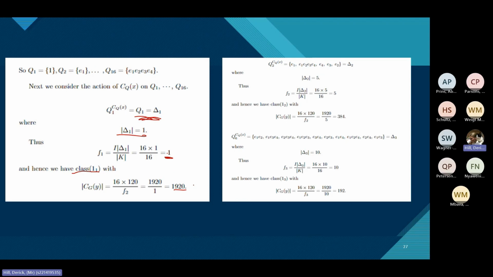Next, we do that same process, and we find that when we act CQX on Q2, we get this orbit with 5 elements, and we plug in the values again. We get our second class, and we get the size of its centralizer. Then we do it again, and we get our delta 3. We plug in all those values again, and we get the order of the centralizer.